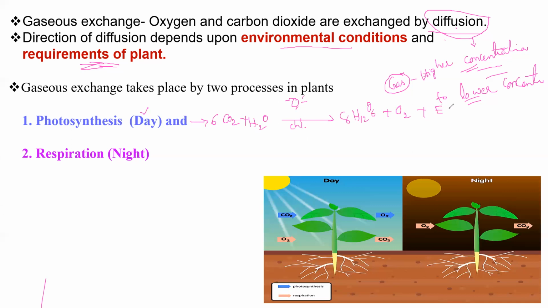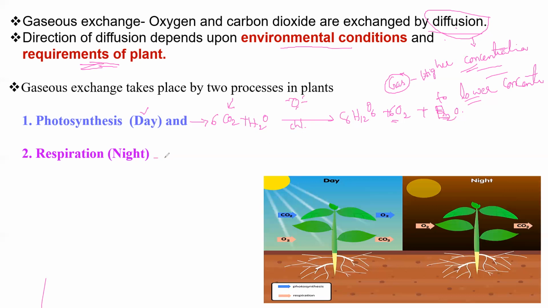If you want, you can write, and also some energy will be released, or water you will write. Okay. Here in the photosynthesis process, carbon dioxide is utilized by the plant and oxygen is released by the plant. You remember that during daytime photosynthesis occurs in presence of sunlight and chlorophyll, and carbon dioxide is utilized by the plant and oxygen is released by the plant.